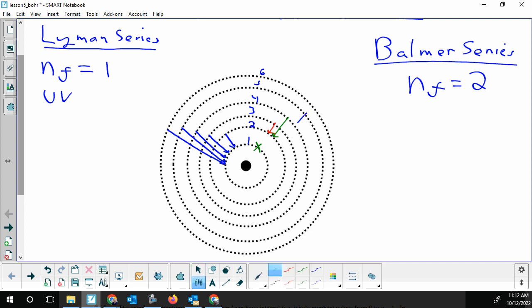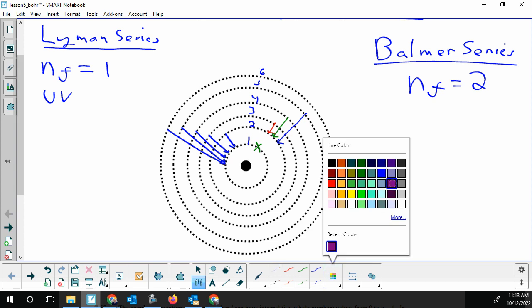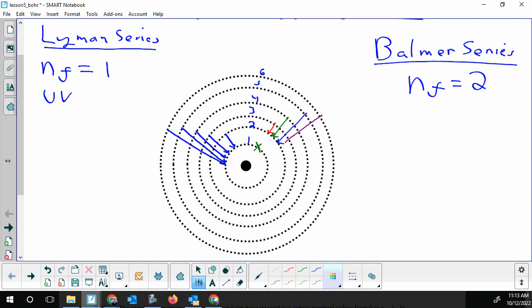5 to 2 is a blue color, a wavelength that corresponds to blue. And 6 to 2 is a violet or purple color. So the Balmer series is in the visible part of the electromagnetic spectrum.